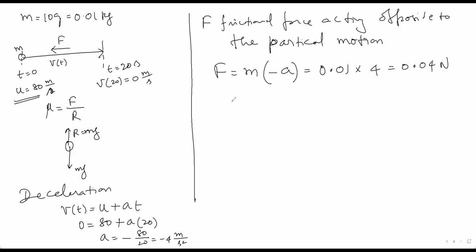So R is calculated. Okay, I should not have done that full calculation, we don't need it, because mu is equal to F over R. So m multiplied by minus a over mg. They are simply asking for the ratio. So this is 0.4 divided by 9.8, and this is a unitless quantity. You're okay with this?